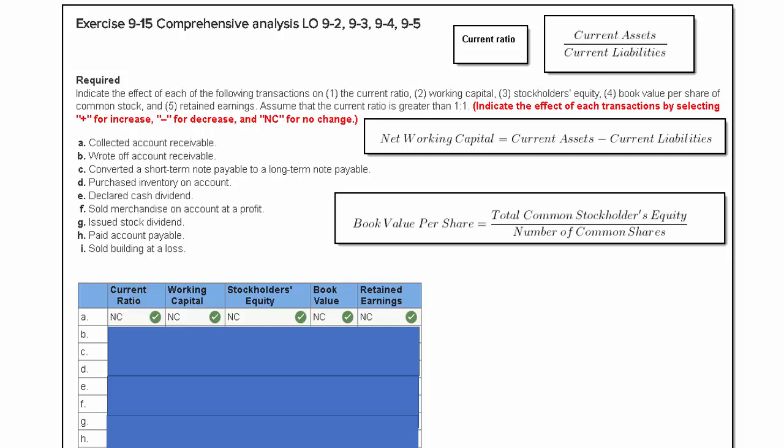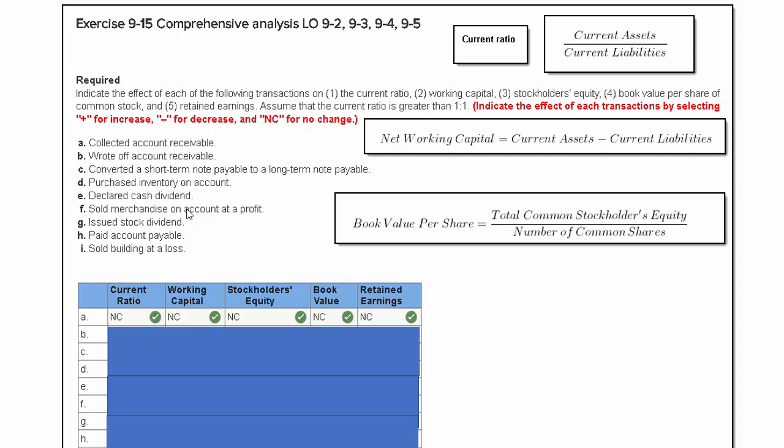Okay, let's take a look at exercise 9-15. What we're doing here is we're going to indicate the effect of each of the following transactions on the current ratio, on working capital, on stockholders' equity, book value per share, and also retained earnings, okay? And we're supposed to assume that the current ratio is greater than 1.1.